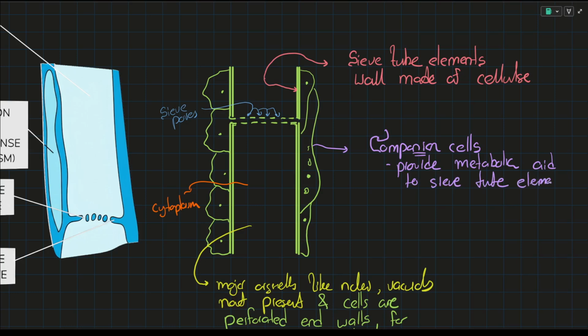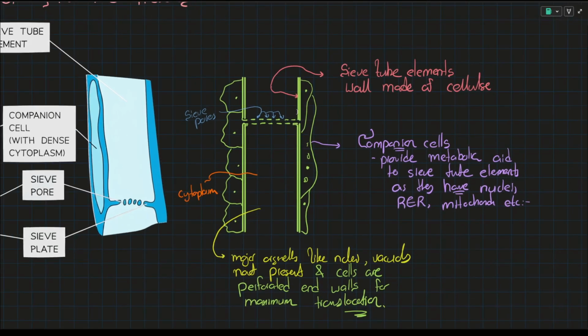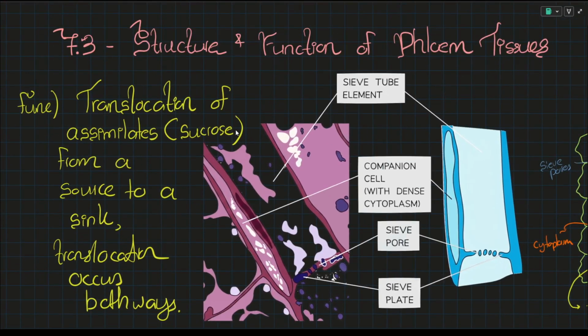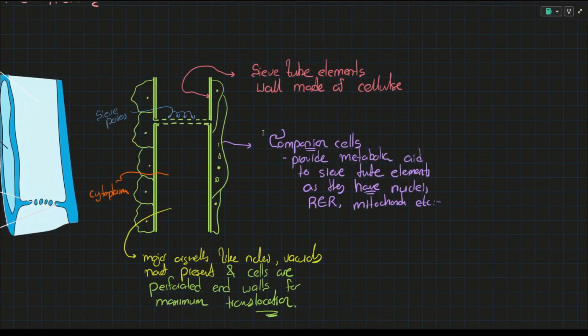Companion cells have nuclei and other cell organelles like the rough endoplasmic reticulum and mitochondria and anything else, so I will do etc. like so. So just a touch up on all the functions of phloem. Phloem tissue is just adapted for the translocation of sucrose from a source to a sink, and this is the overall structure of phloem tissue.